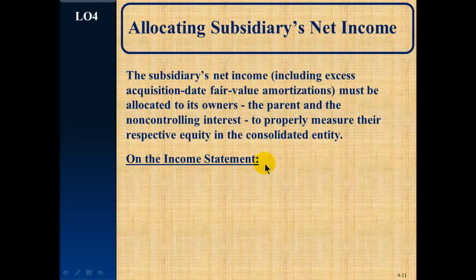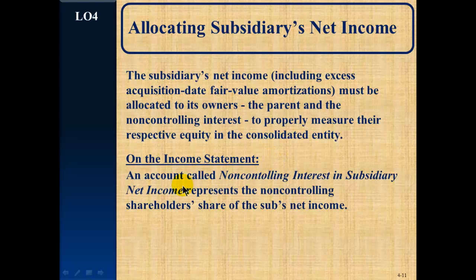On your consolidated income statement, you'll have an account called non-controlling interest in subsidiary net income. You'll see this in the other video lecture, so pay attention to how we handle their share and how we split the income of the subsidiary, what it made during the period, and assign some of it to the non-controlling interest. So pay attention to the other lecture.